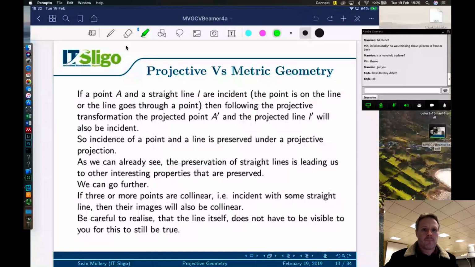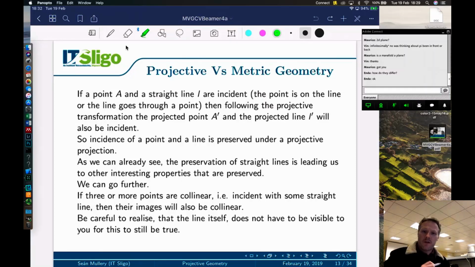So incidence of a point and a line is preserved under a projective projection. Now, think about what we said. We started off with the idea that projective transforms retain straight lines. They maintained them, not the length of them or otherwise, but they maintained them. And that also means they maintain points, and they preserve the fact that a point and a line are incident with each other, and that becomes useful. So as we can already see, the preservation of straight lines is leading us to other interesting properties that are preserved. We can go further.